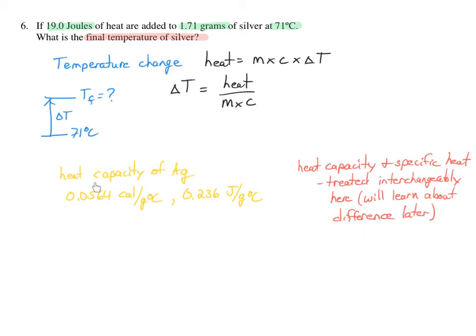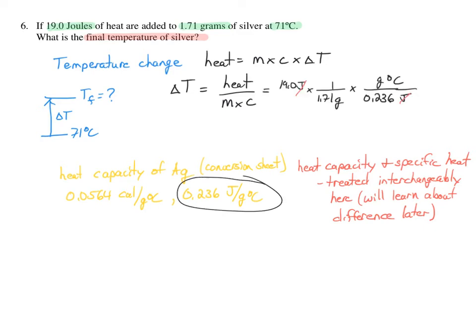Now, we look up the heat capacity of silver from our conversion sheet. We see there's two different values. We want to choose the value that is consistent with the units we're given in the problem. In the problem, we're given joules, so we want to choose the heat capacity of silver that's expressed in units of joules.